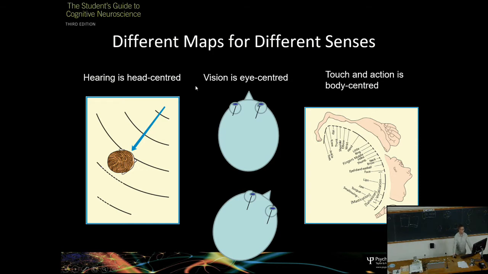So this is what I mean by different maps for different senses. So vision is, at least in early visual cortex, eye-centered. So as you move your eyes around, all the visual information on the eyes moves around, all the information in your visual cortex moves with your eyes. Whereas your body has these kinds of representations. So one is for touch and one is for body movement. This one here is for movement, for action.